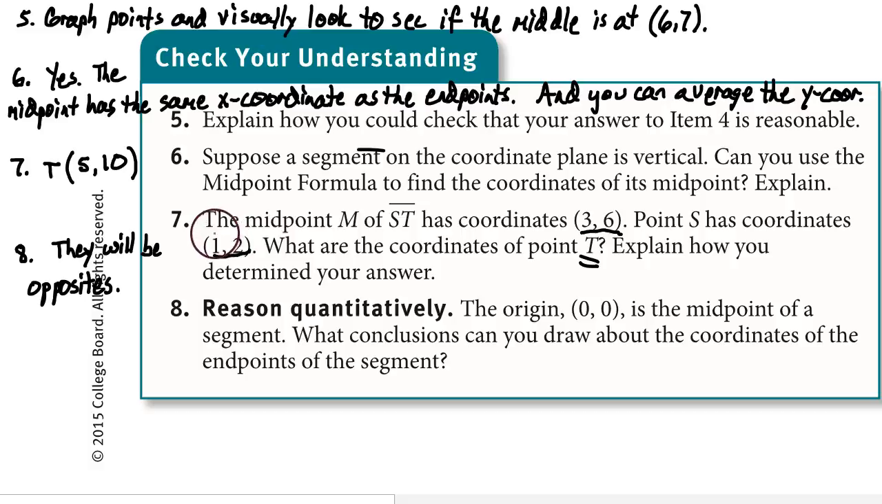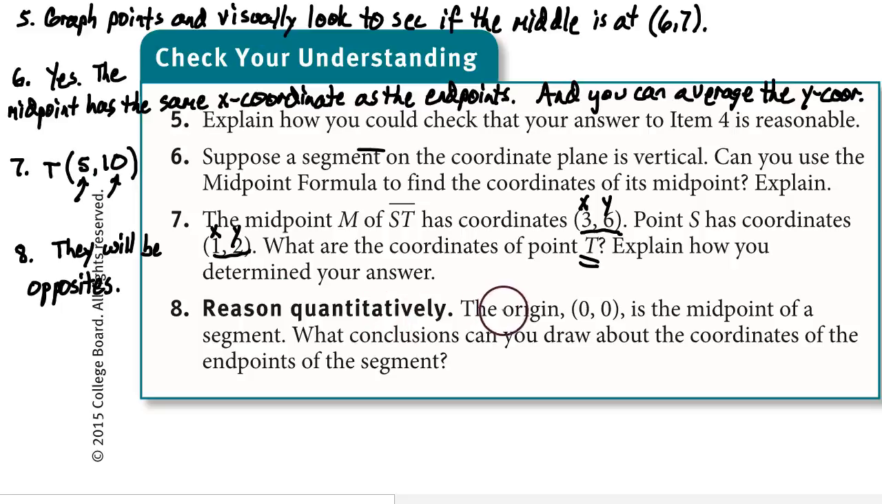If point S is one end, and this x value is 1, and the midpoint x value is 3, then I can figure out it's 2 units from this end to get to 3. If we go 2 more units from 3 to get to the other end of the segment, that would create an x value of 5. Now let's look at the y-coordinates. If this y-coordinate is at 2, and the midpoint y-coordinate is at 6, from 2 to 6 is 4 units. So let's travel another 4 units from 6 to get to the other end of the segment. That would turn out to be 10.